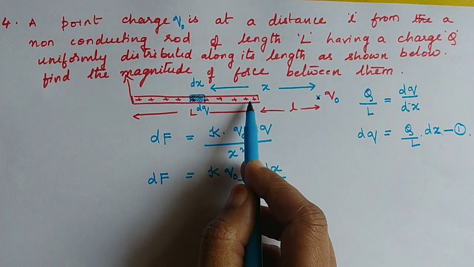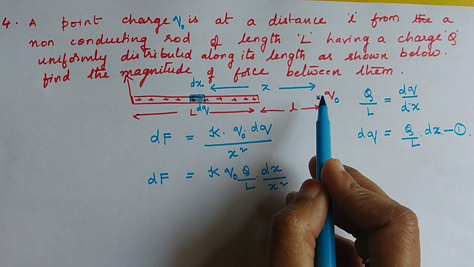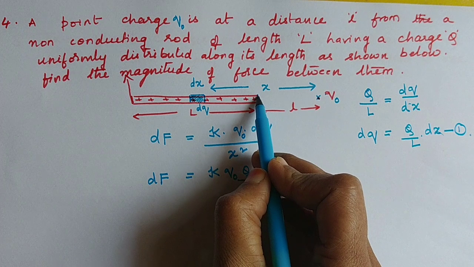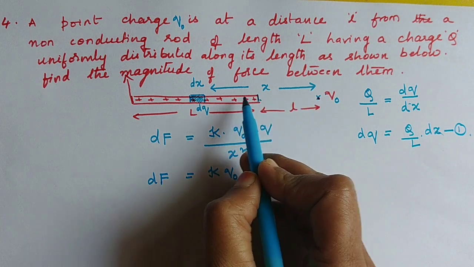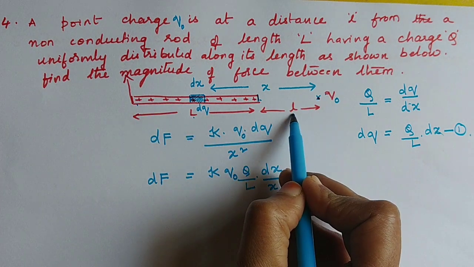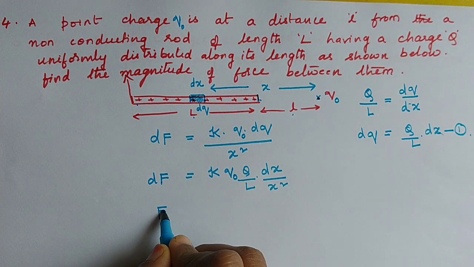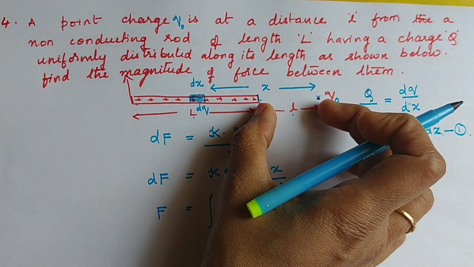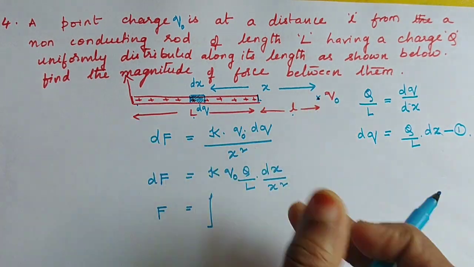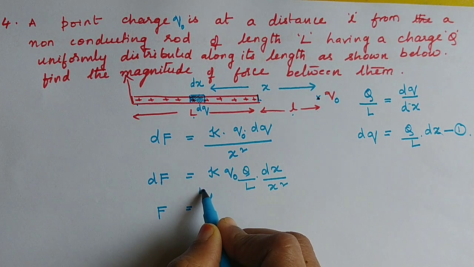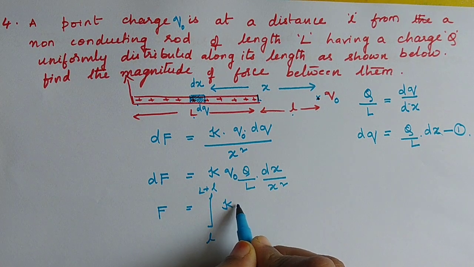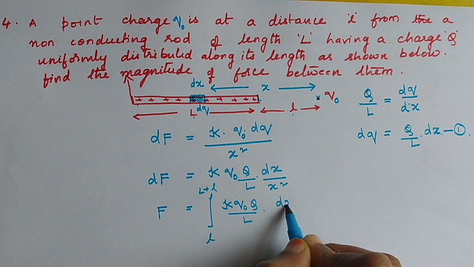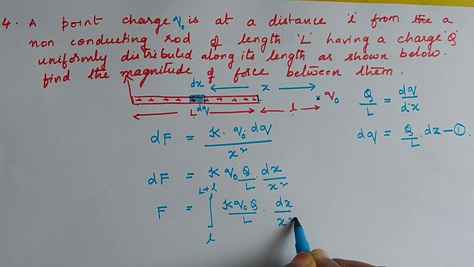But we want the total force. For that we need to integrate the relation. What will be the limits of our integration? Look at this distance x. Lower limit, it is starting from small l till this end, that is L plus small l. So that net force would be obtained by integration. Limits would be x is varying from minimum limit small l, maximum distance is L plus l. From small l to L plus l, k is a constant, Q naught constant, capital Q constant, L constant, into dx divided by x square.